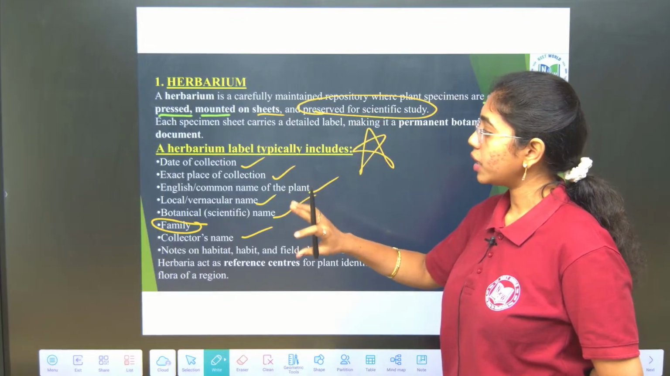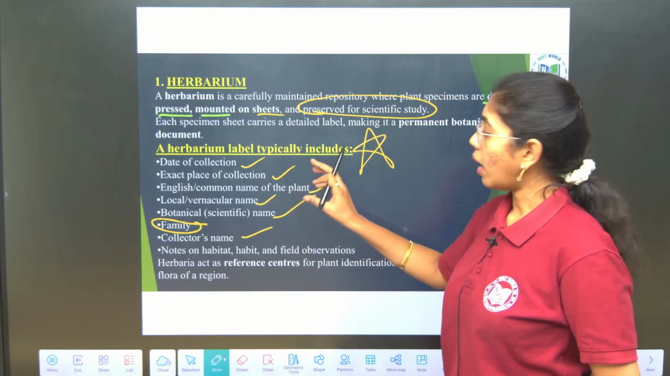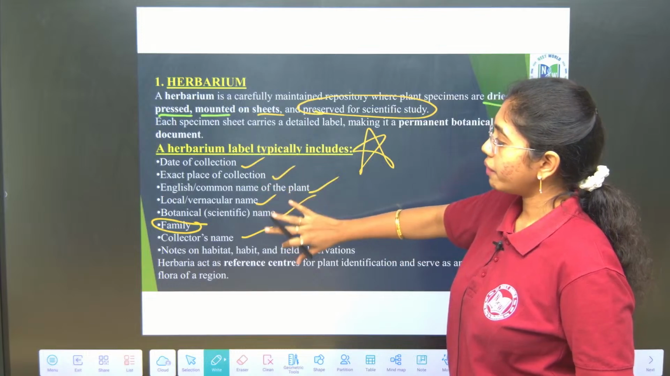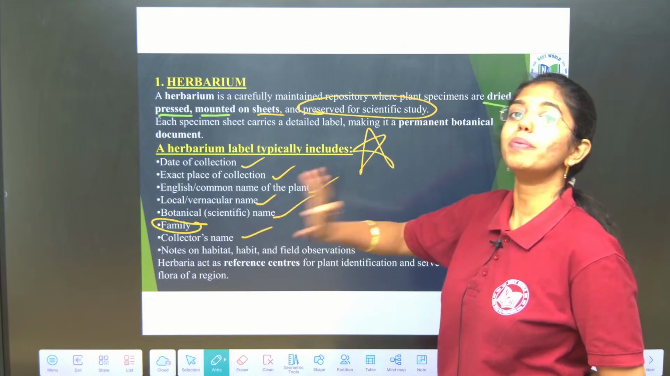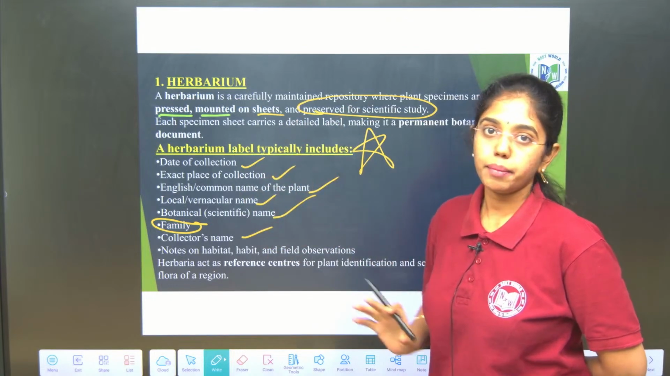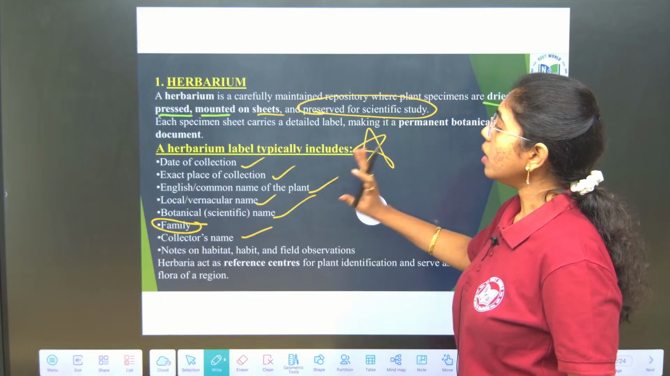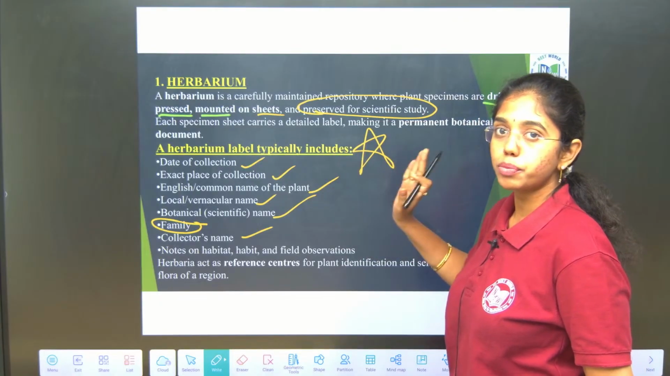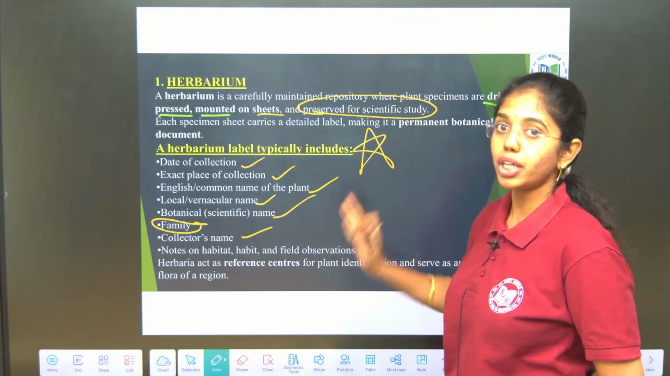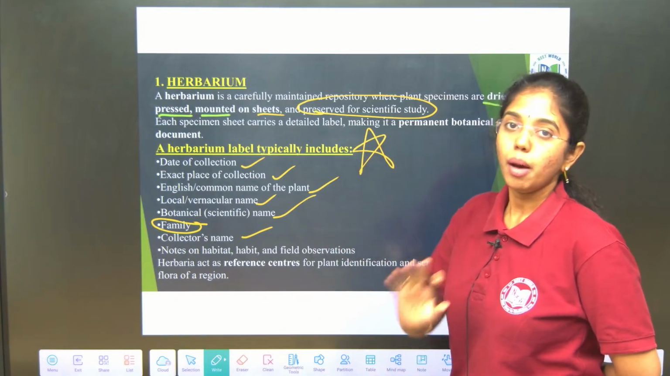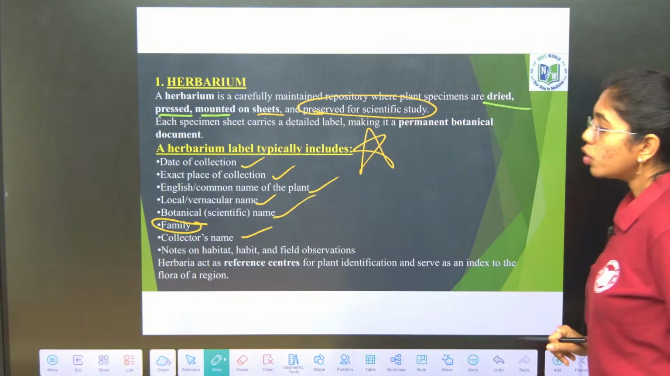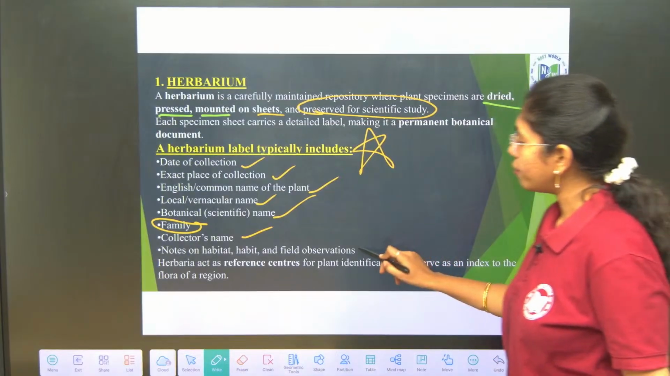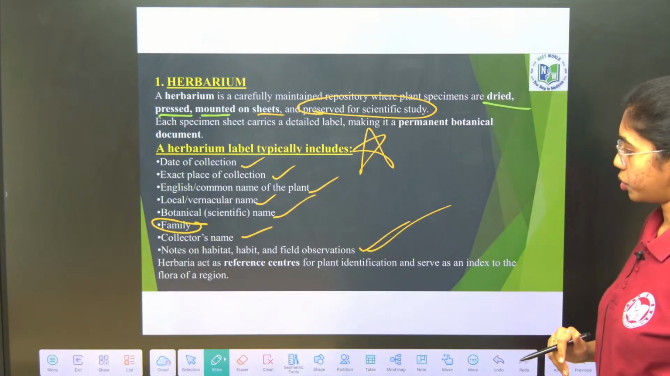Time of the collection is not required. If any other option which is given apart from these labels, it should be eliminated in your exam. Remember that. Okay. So, these are the technical labels that should be labeled on the herbarium sheet where the plant specimen is placed. Now, notes on habitat, habit and field observations can also be mentioned.